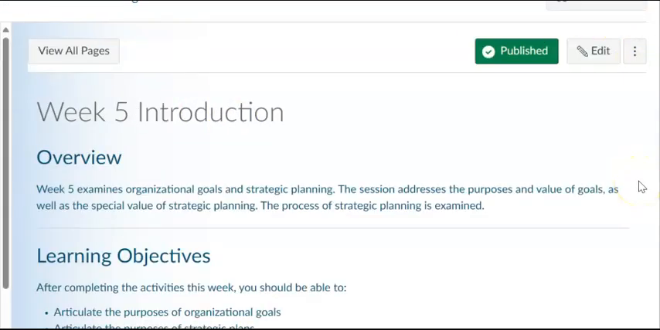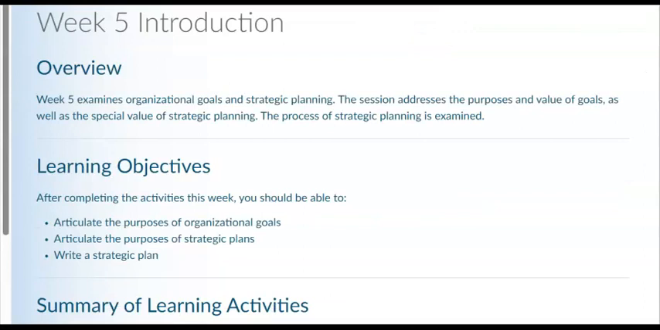So for week 5, the introduction is that we are examining organizational goals and strategic planning. The session addresses the purposes and values of goals as well as the special value of strategic planning. The process of strategic planning is also examined. The learning objectives are as follows. After completing the activities this week, you should be able to articulate the purposes of organizational goals, articulate the purposes of strategic plans, and then to write a strategic plan.